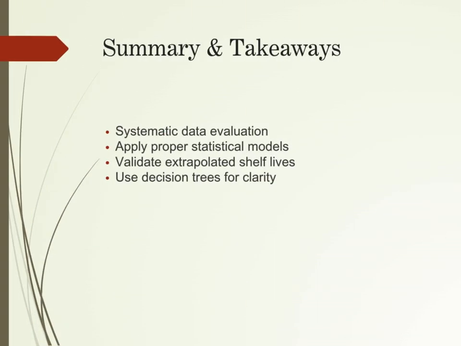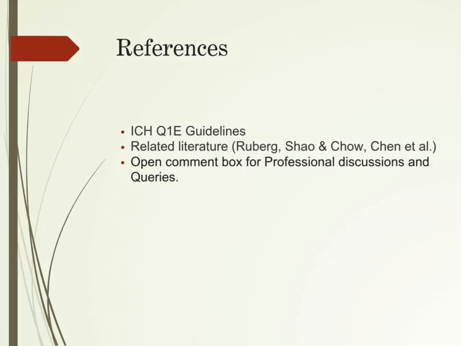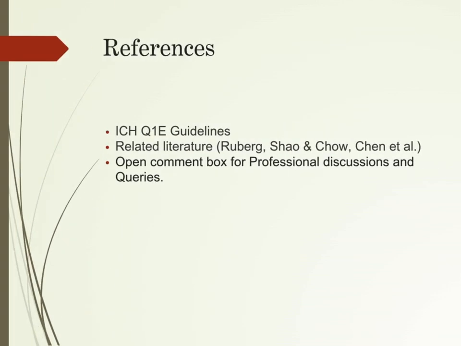In summary, follow a systematic data evaluation process, apply suitable statistical models, validate extrapolations with future data, and use decision trees for clear guidance. This ensures compliance and robust, defendable stability claims. Key references include the ICH Q1E Guideline itself and supporting literature that offer advanced statistical methodologies for stability data analysis.